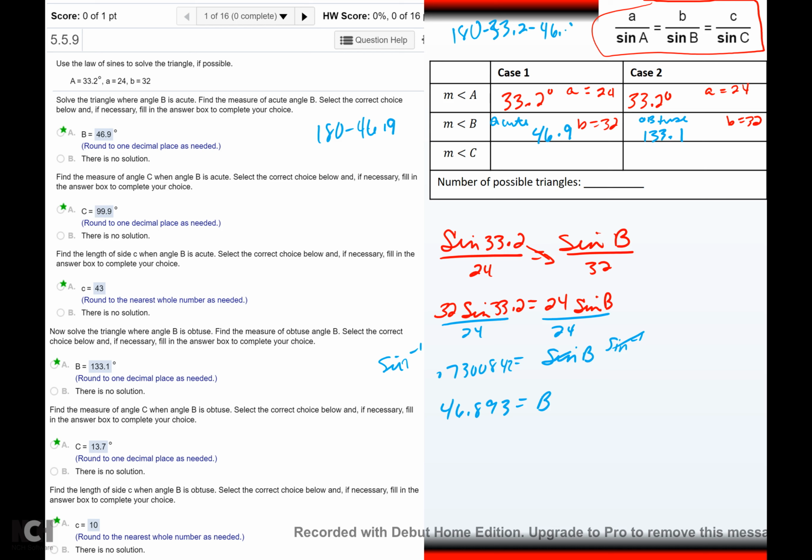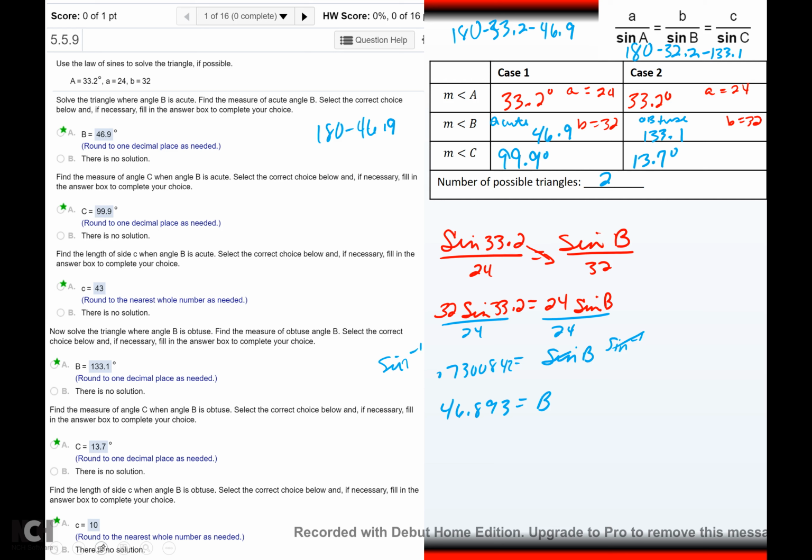Okay, so now if we see how many triangles are possible, if I take 180 minus 33.2 minus 46.9, I get 99.9 degrees. And if I take 180 minus 33.2 minus 133.1, I get 13.7, which means both triangles are possible. So I've got to find little c in both cases.